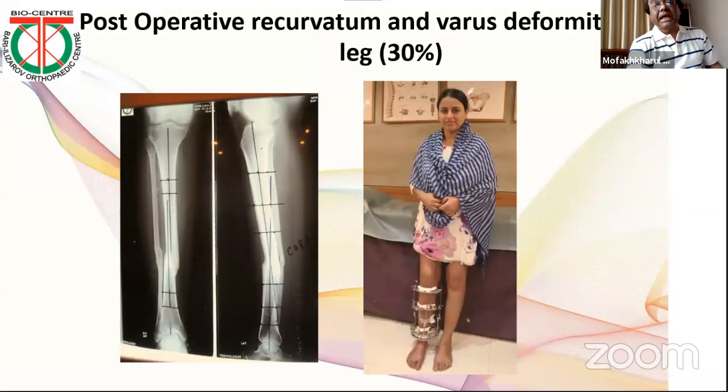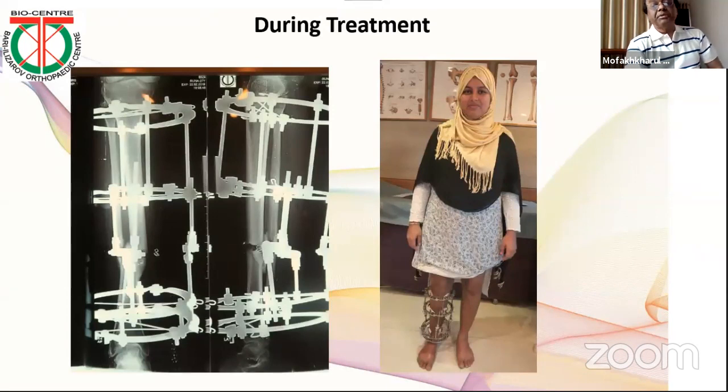Now see this, a young lady came to me with recurvatum and varus deformity. Look at this. If you think about this, this is okay more or less. No, the patient was always complaining. Then you draw the line, see the CORA, and do a little bit of osteotomy. See, I have used 19 degree hinges, and then everything is okay during treatment.